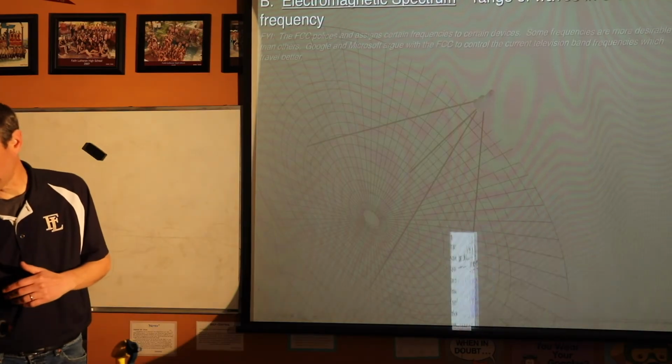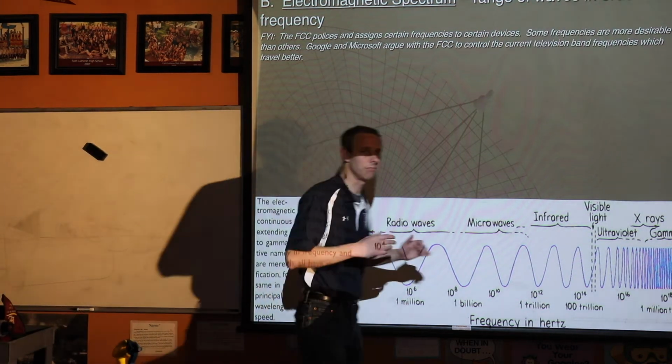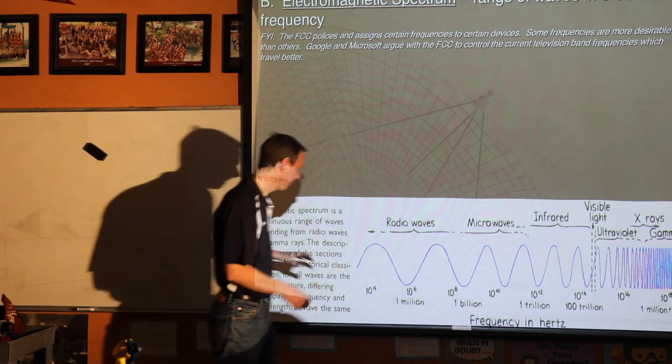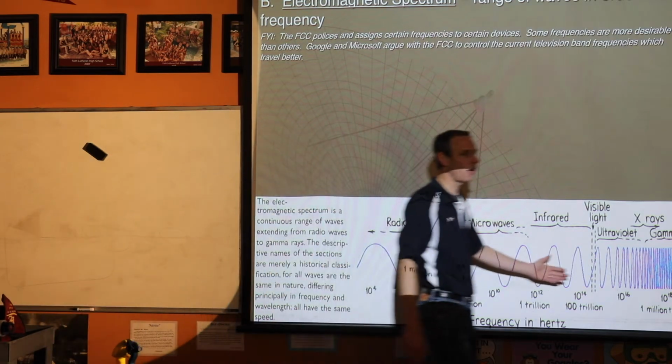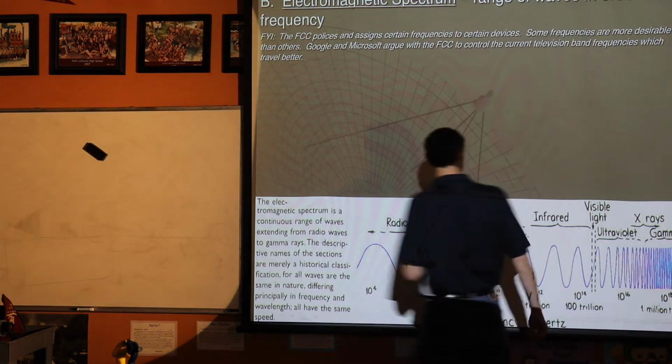Now let's get to the spectrum. The electromagnetic spectrum. This is the next thing here. The electromagnetic spectrum is this guy right here. It's all the flavors of light. Here they are. No more, no less.